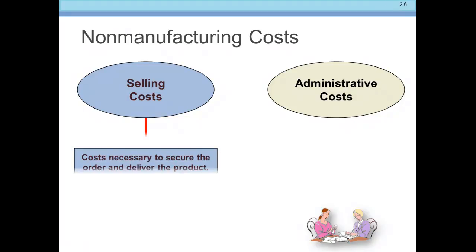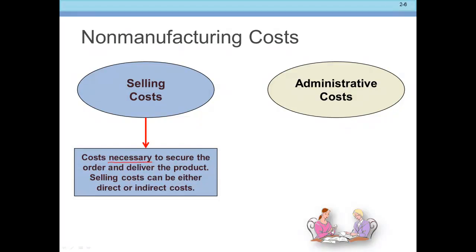Selling costs include all costs necessary to secure customer orders and get the finished product into the hands of the customer. These costs are also referred to as order getting and order filling cost. Examples of selling costs include advertising, shipping, sales travel, sales commissions, sales salaries, and cost of finished goods warehouses.